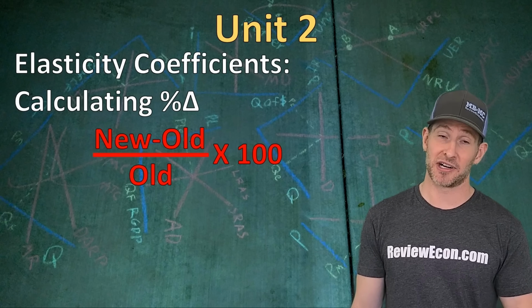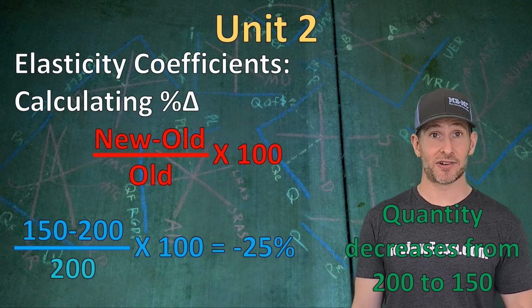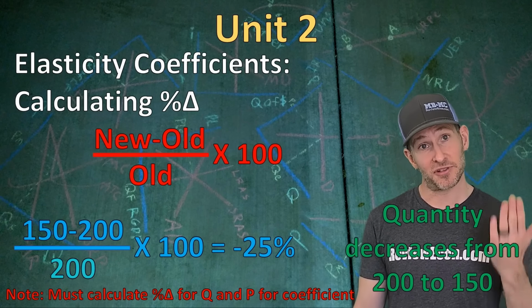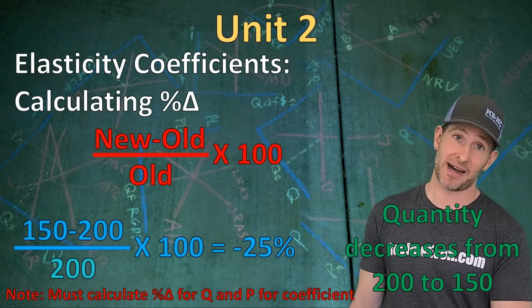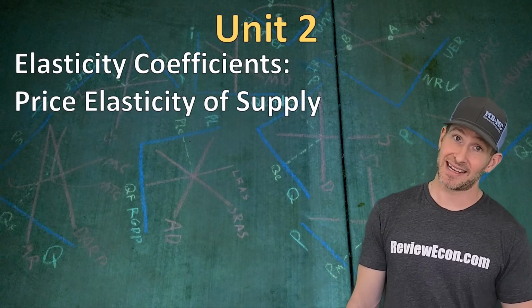So here's an example. Let's say the quantity decreases from 200 down to 150. Follow that direction. The new number is 150 and the old number is 200. So we're going to plug that into our formula, and that equals negative 25%, which means we had a 25% decrease in quantity. Now remember, you're going to have to do this calculation twice, once with quantity and once with price. And then you can calculate the coefficient by taking the percentage change in quantity and dividing it by the percentage change in price.